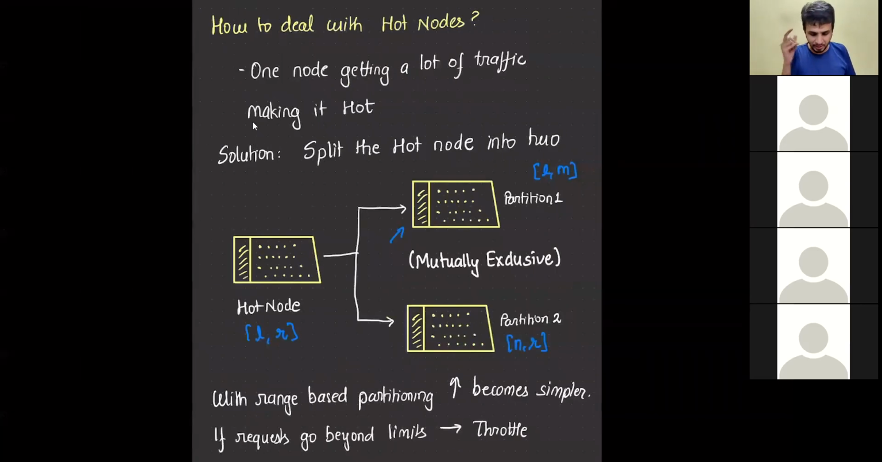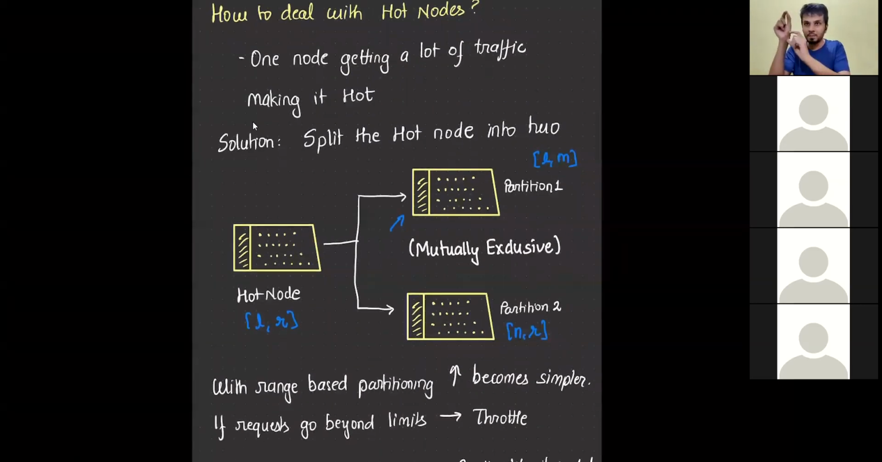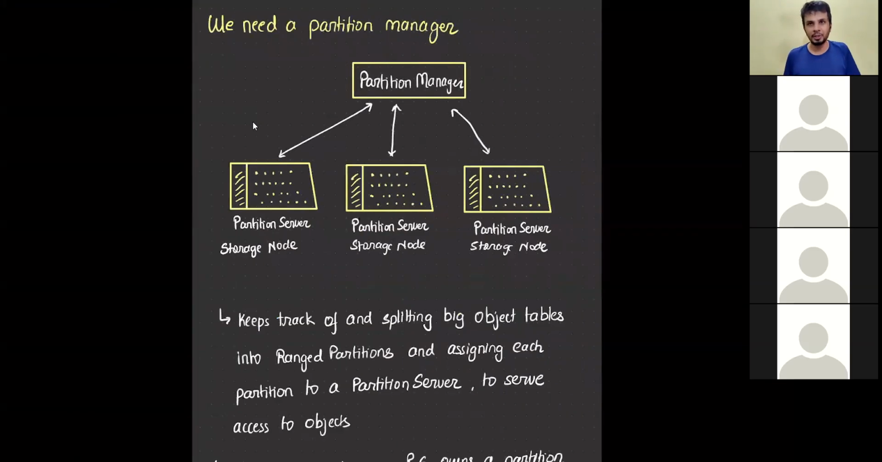There has to be some place where we are mapping which partition is responsible for what. If we are splitting, someone needs to know that the partition was responsible for the L to R range, but now it is being split into two partitions. One more partition is added. The first is responsible for L to M, and the second one for N to R. Who will hold this information? This information will be held by a partition manager.